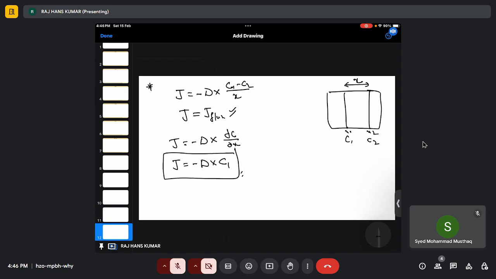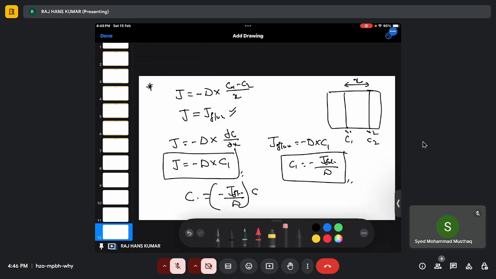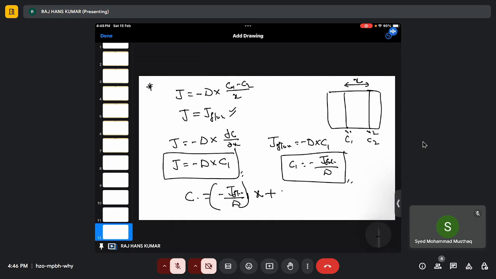And what is this J? This J is flux, which we calculated there upon substituting all the C1, C2 and X values. Minus D times C1. What is C1? J flux divided by D. So C will be equals to minus J flux upon D times X plus CS.